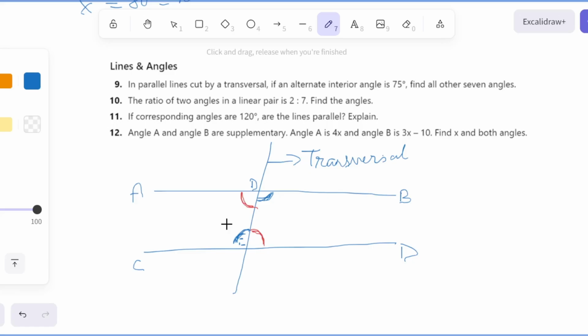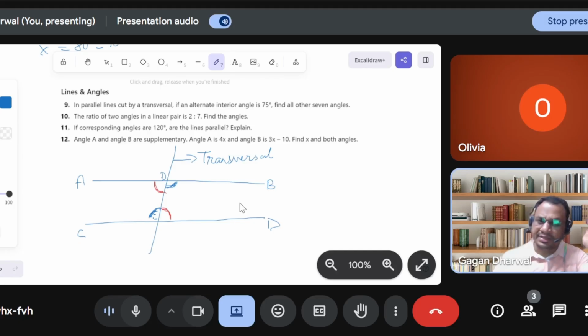So what are alternate interior angles? First of all, this has to be inside the parallel lines. Other thing is they have to be on the opposite sides, not on the same sides. If you see here, the red is on one side and the other red angle is on the other side of the transversal line. They have to be inside the parallel lines, but not on the same side. Those are known as alternate interior angles.